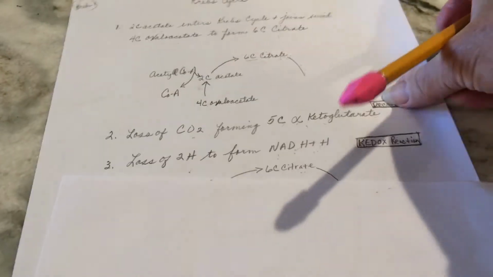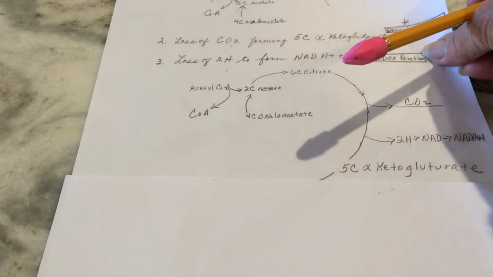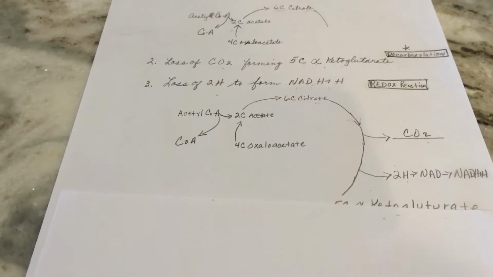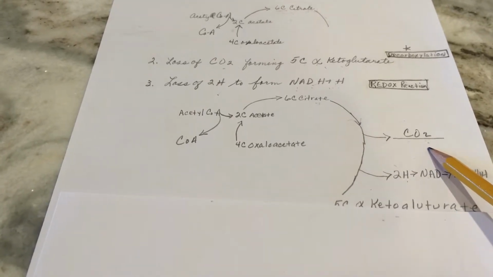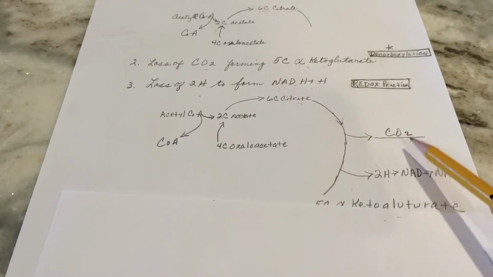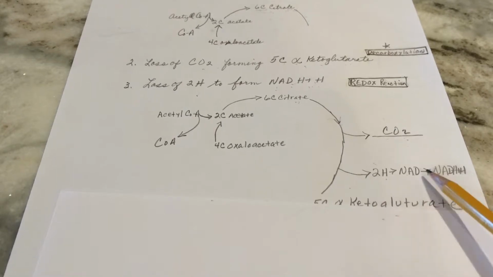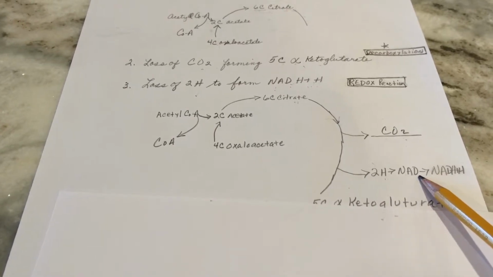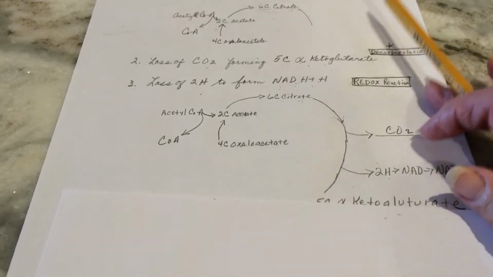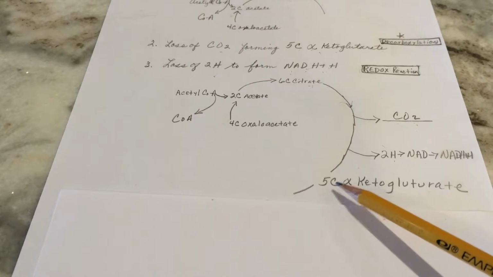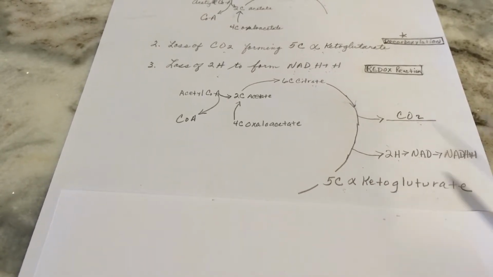So to diagram this, here's our 6-carbon citrate. Here's decarboxylation, the loss of carbon dioxide. Here's the loss of 2 hydrogens. This is the oxidation, gained by NAD, that's reduction, to produce a bus NADH plus H. And so what we're left with is a 5-carbon compound that's called alpha-ketoglutarate.